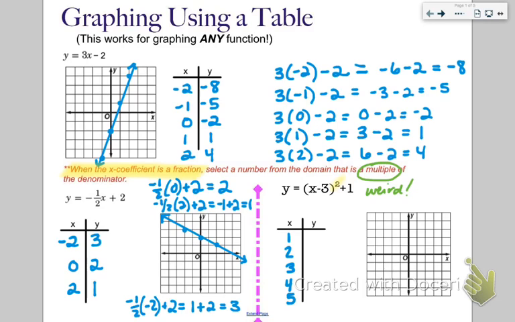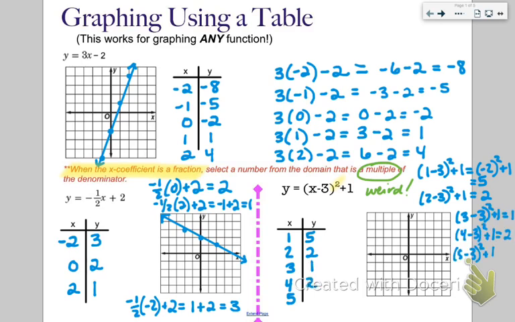When we plug in 1, it's really important that we follow the order of operations: parentheses first, then the exponent, and then the addition. So we get an output of 5. We're going to do this for the 2, 3, 4, and 5. So we get 5 outputs, but we see 5 and 2 twice. Let's look at that when we plot those points.